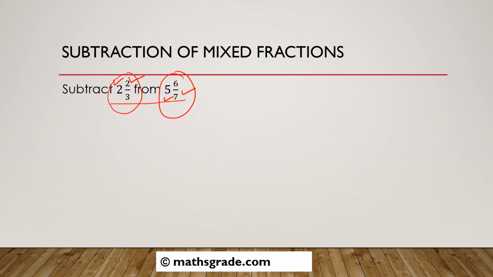Now we have to subtract 2/3 from 5 6/7. That is 5 6/7 minus 2/3.